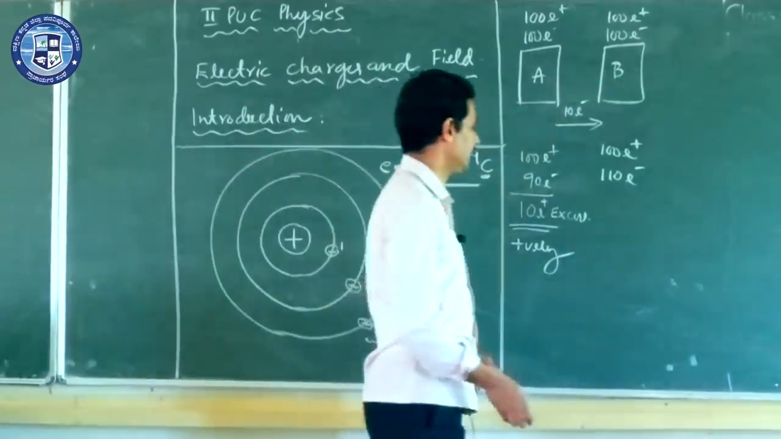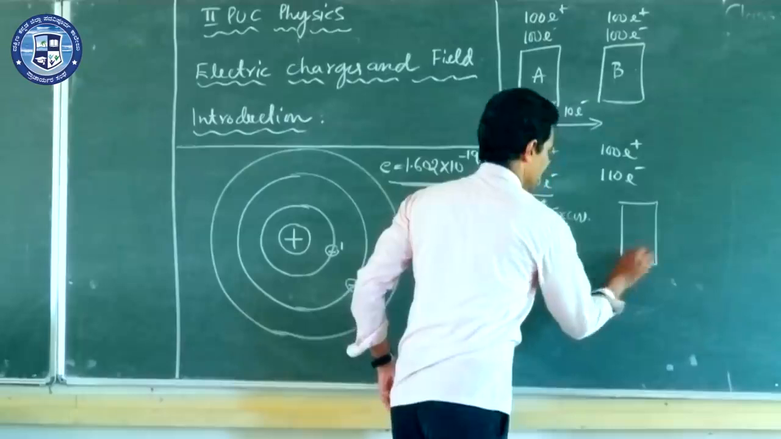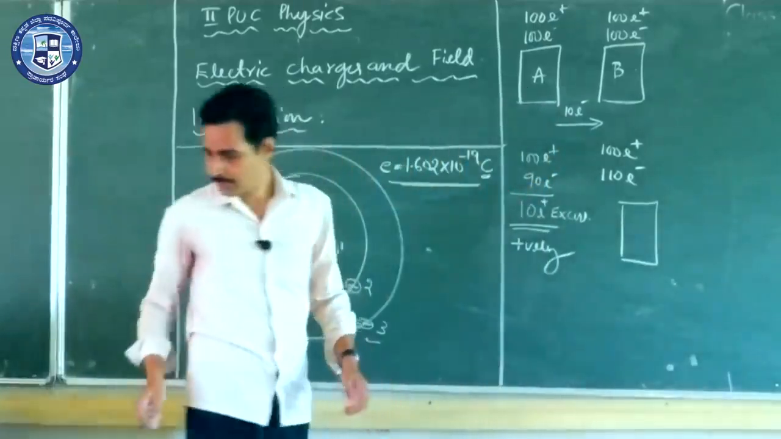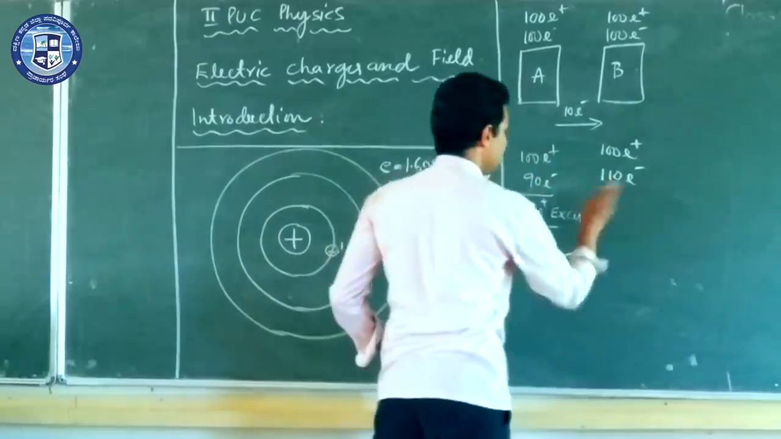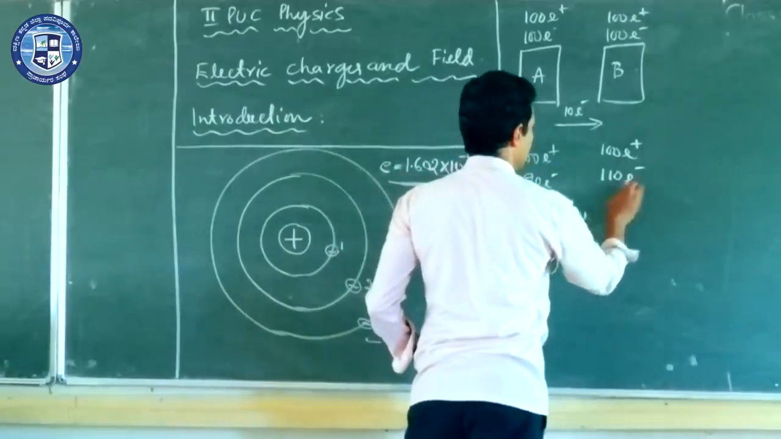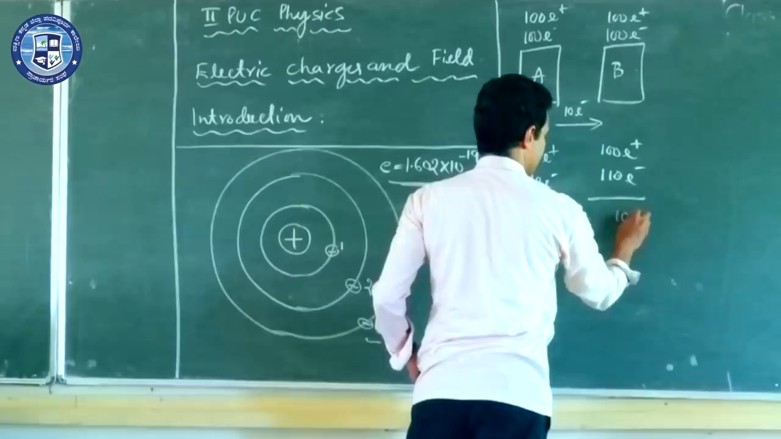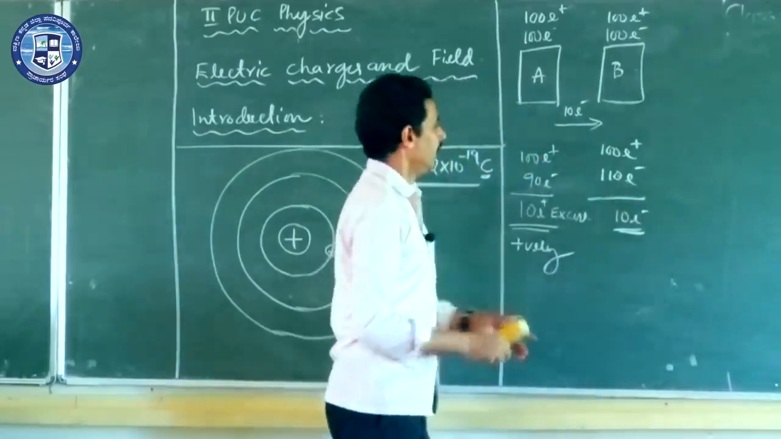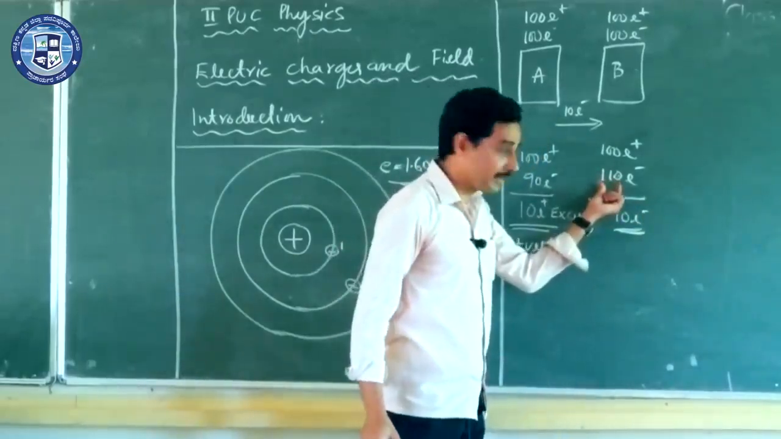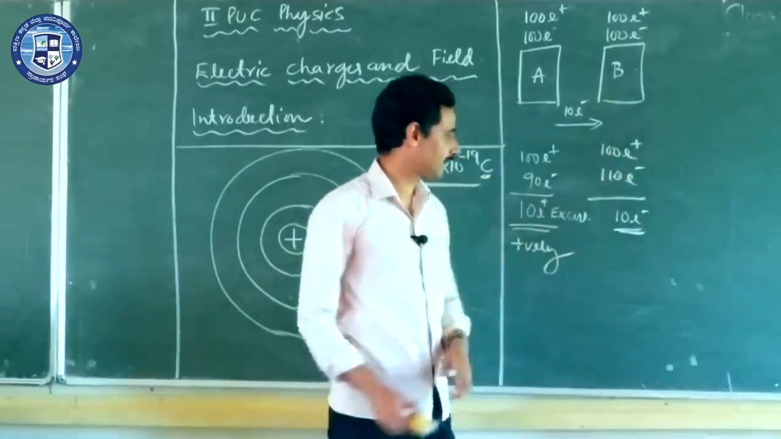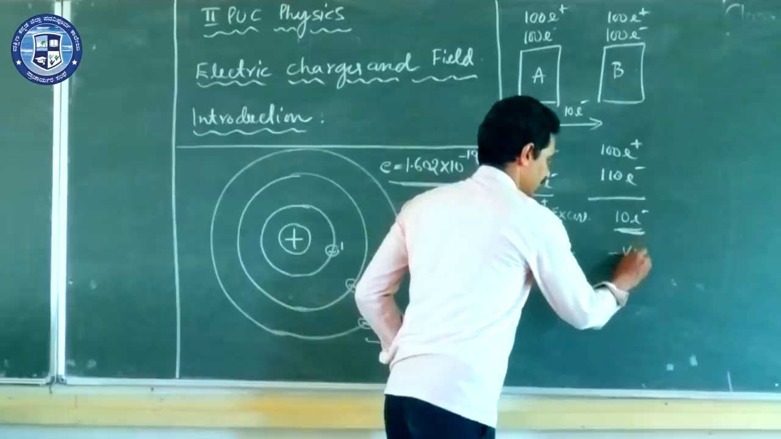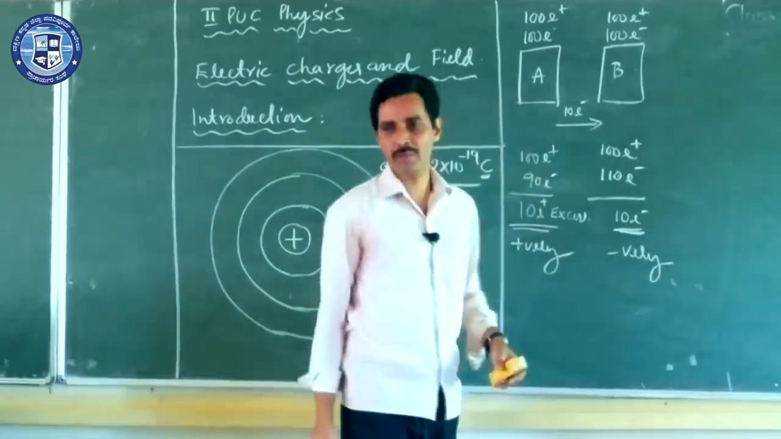What about here? This body, body B. Body B has gained electrons. So here you have 10 electrons in excess. Okay? 100 electrons have neutralized 100 protons. But there are extra 10 electrons, so this gets negatively charged. This is how a body gets charged.